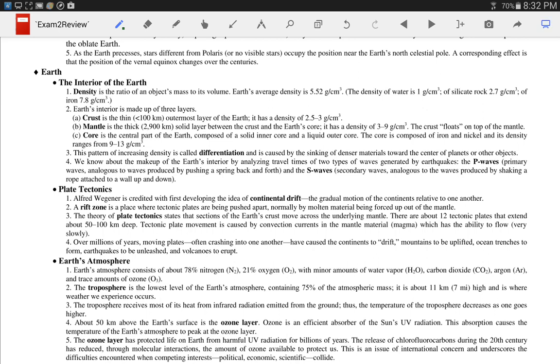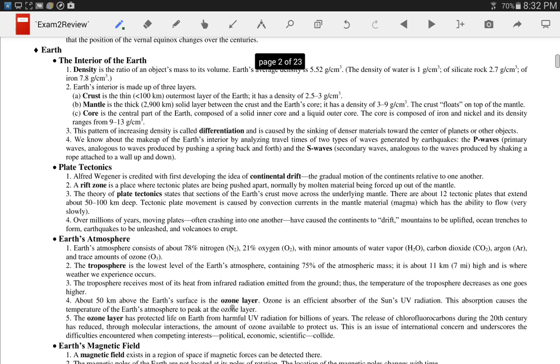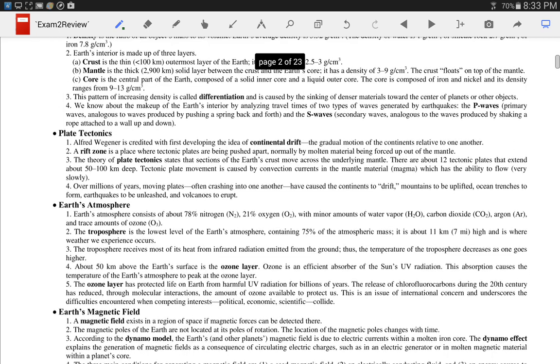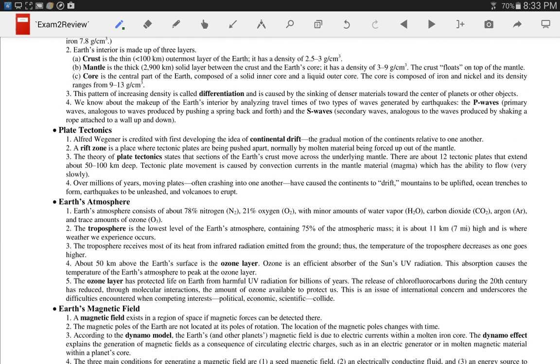So, which one has the ozone layer in it? I think it's the stratosphere. I didn't review for the test yet. I should have known the answer to that. Let's see, it says right here, the ozone layer is about 50 kilometers from the Earth's surface, and that's where you change to the stratosphere. So it's in between, according to this textbook, and this textbook didn't go higher than the troposphere.